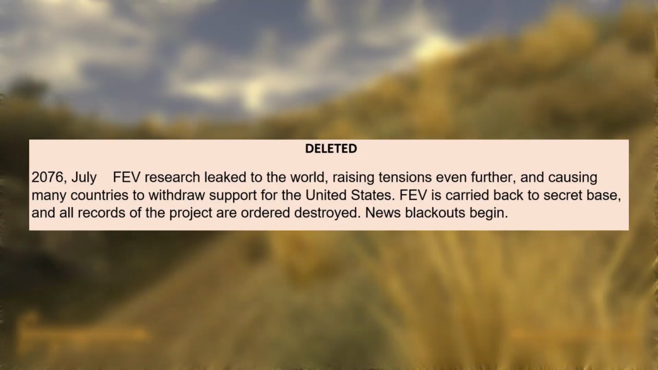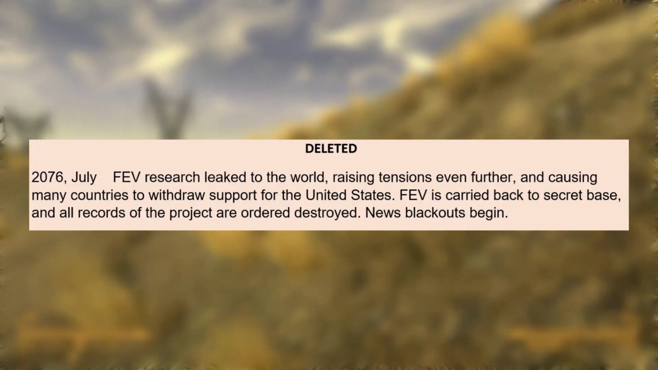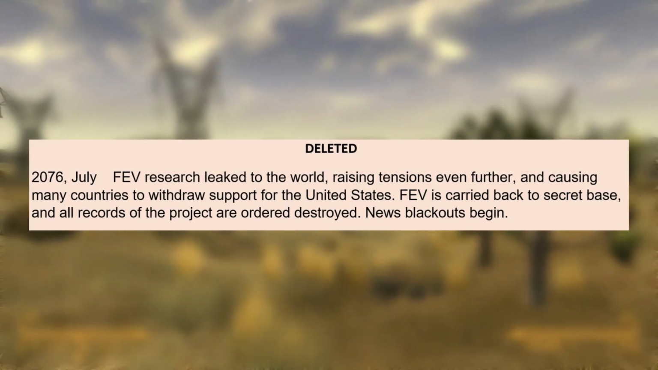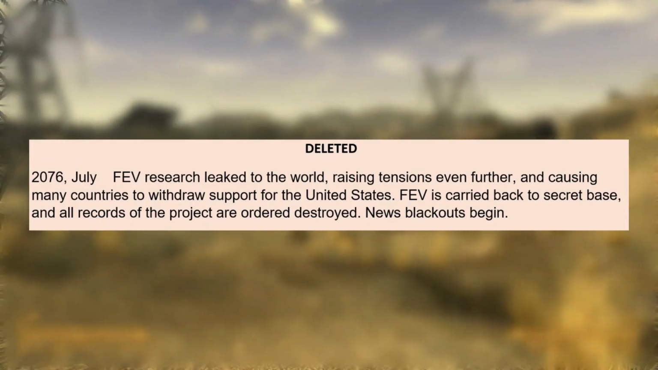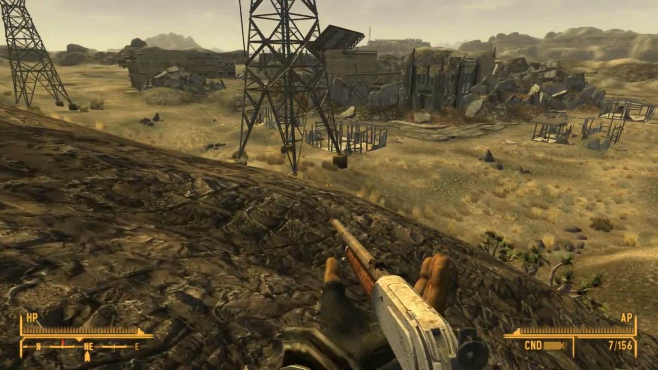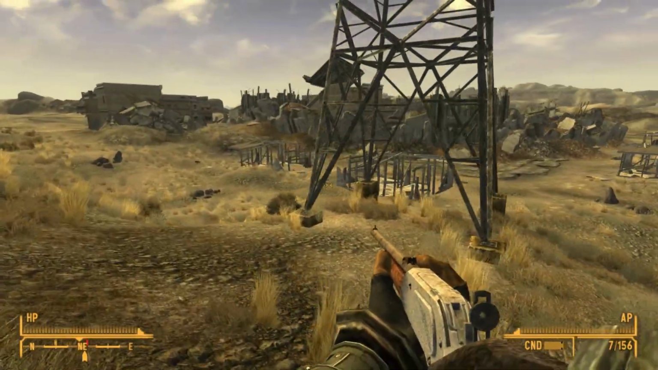2076, July, FEV research leaked to the world, raising tensions even further and causing many countries to withdraw support for the United States. FEV is carried back to the secret base, and all records of the project are ordered destroyed. New blackouts begin. He amended it, saying that the presence of FEV was leaked through an unknown source to the world. Then he added these entries.